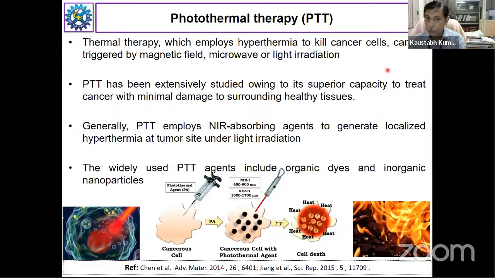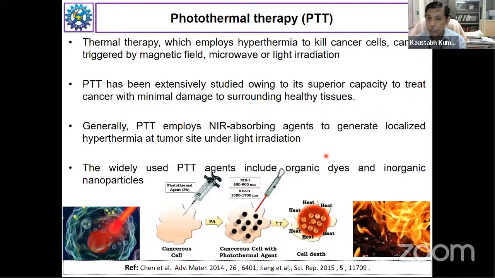When we generate it through a magnetic field, it's called hyperthermia, and this heat has some specific features, because how much temperature you need to generate to kill the cancer cells, and how it is localized to the cancer cells, all of that features out using two modalities of the generation of heat.